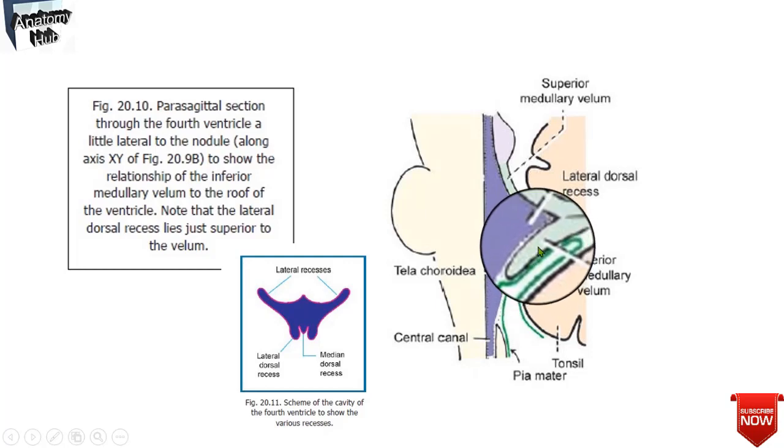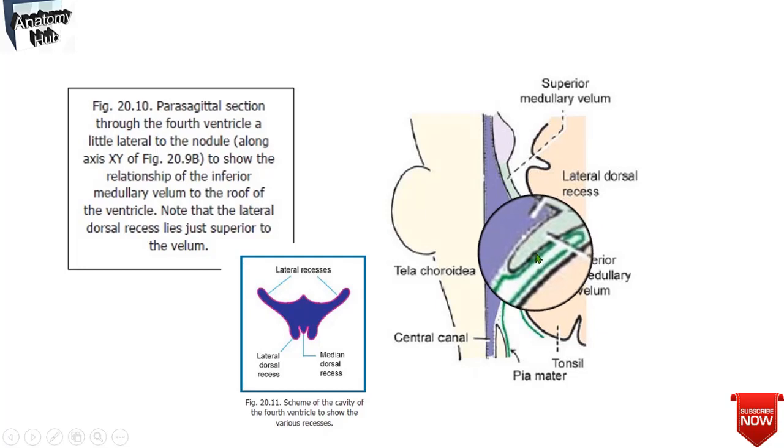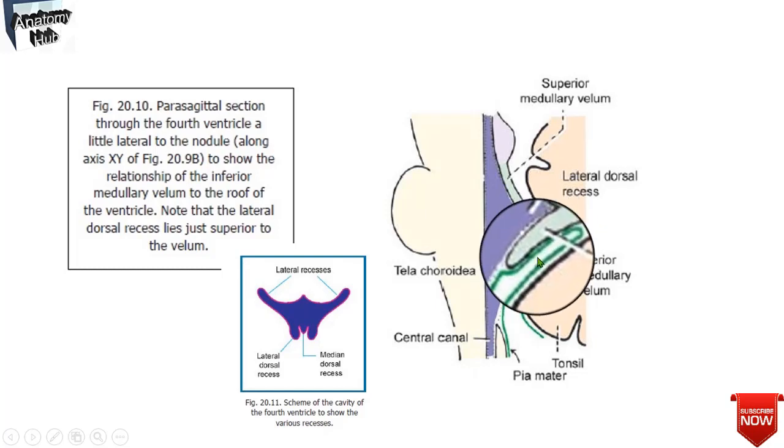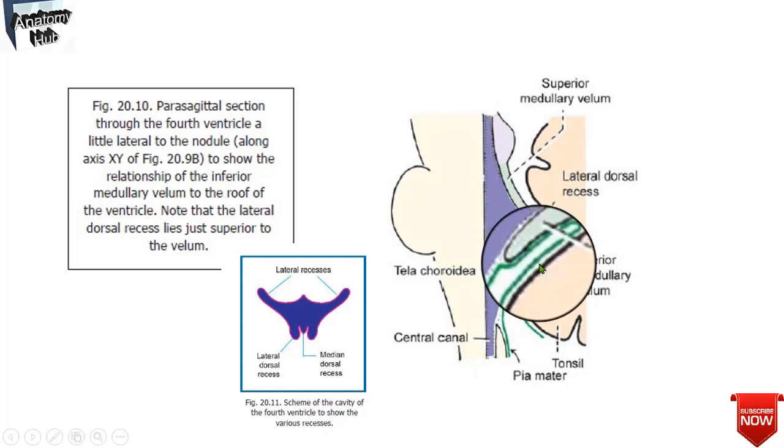The inferior medullary velum has a thickened free edge which connects the nodule to the flocculus. This edge is the peduncle of the flocculus. In the intact brain, this peduncle is very near the posterior surface of the medulla, and it is separated from the inferior cerebellar peduncle only by a narrow interval.